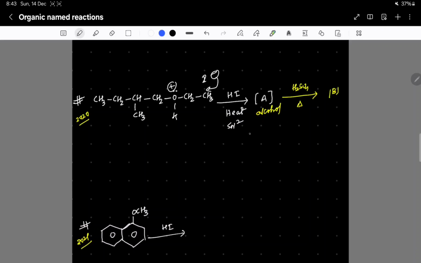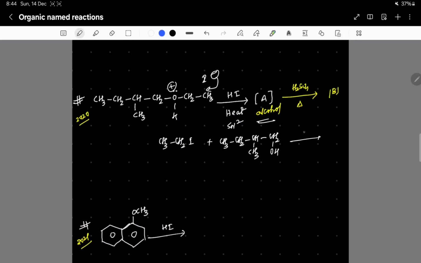Now, the given question says one product will be an alcohol only. Ethyl iodide we are also getting, but the examiner has given the alcohol as A. Now I will write the products, students. One will be CH3CH2I. Now our alcohol will be CH3CH2CH(CH3) and this will be CH2OH.